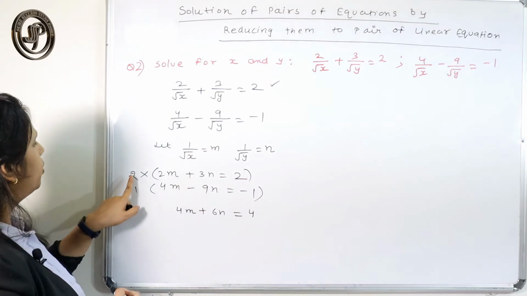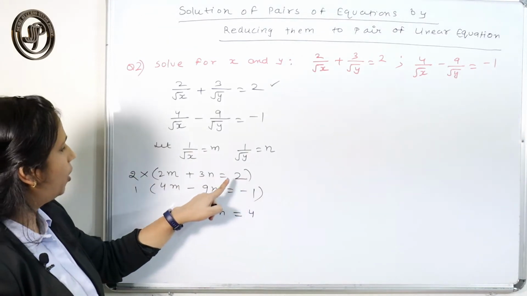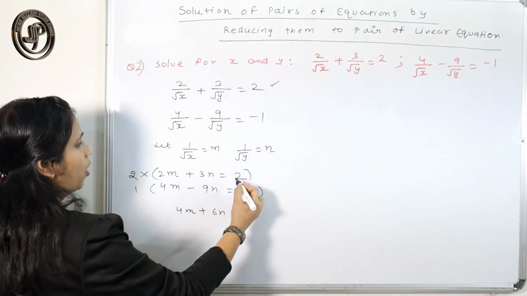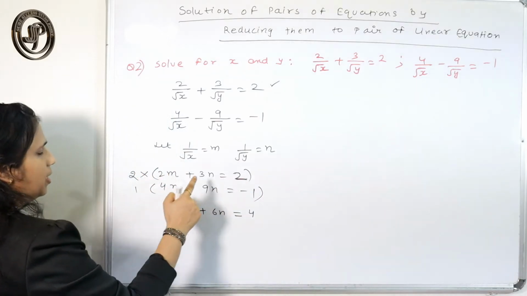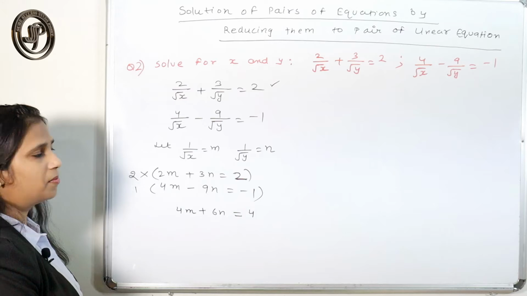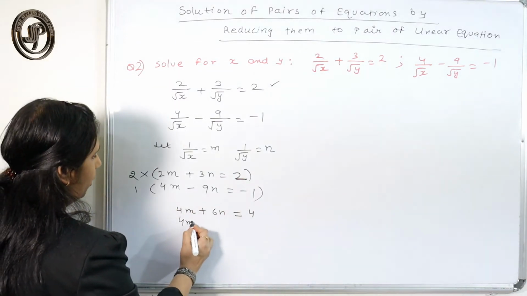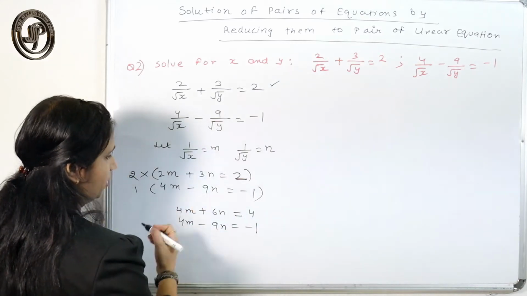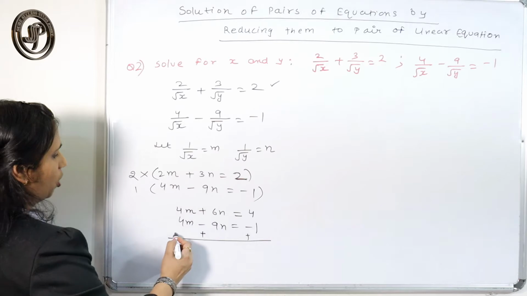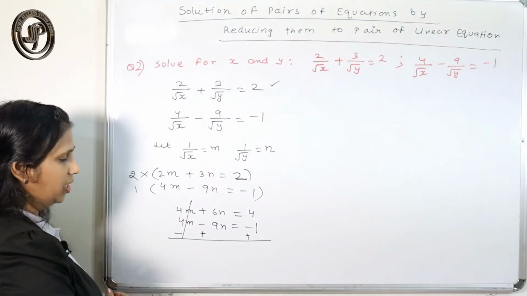So don't forget to multiply this term also, okay, because that comes under your whole equation. Some students forget to multiply the third term, so your question becomes incorrect. So don't forget this term also. So 4m minus 9n is equal to minus 1. Now I am going to change the sign as per the rules, because I have to eliminate this. If it is of opposite sign, I can directly eliminate that.